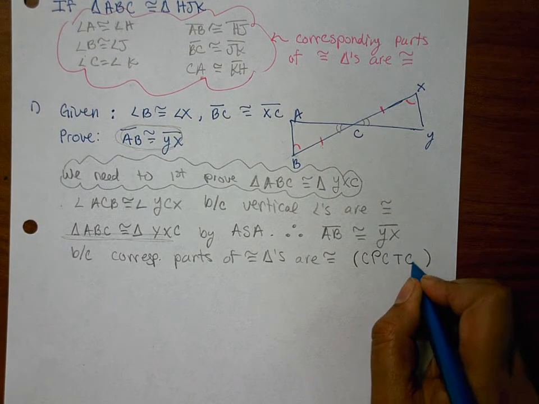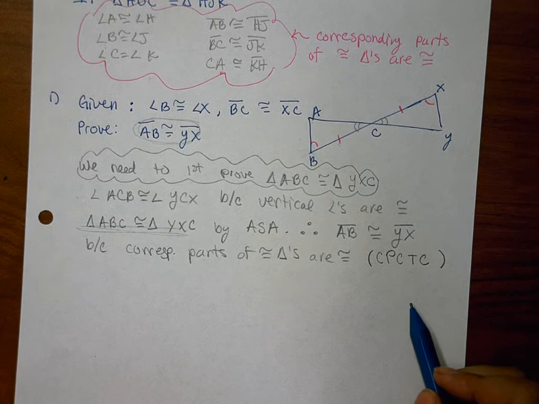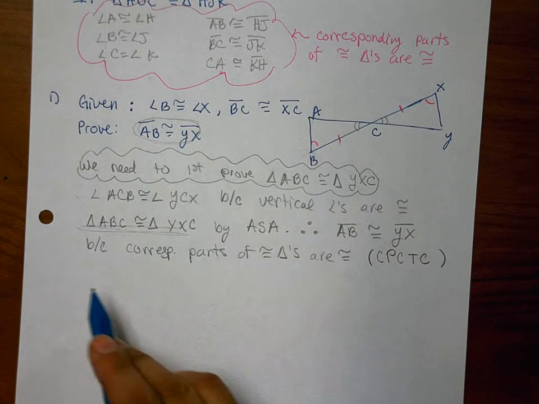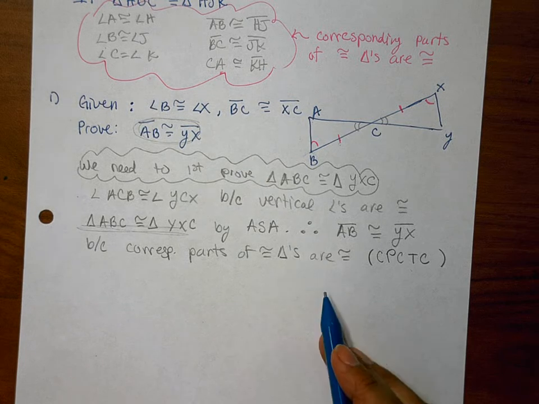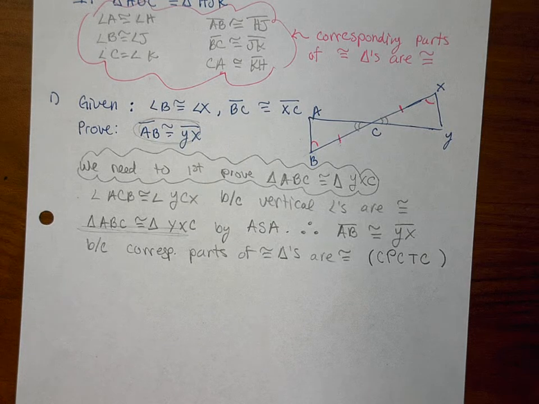You will see this. So you know CPCTC. You're not allowed to use that shortcut. You're just not. I want to see this written out. Corresponding parts of congruent triangles are congruent.